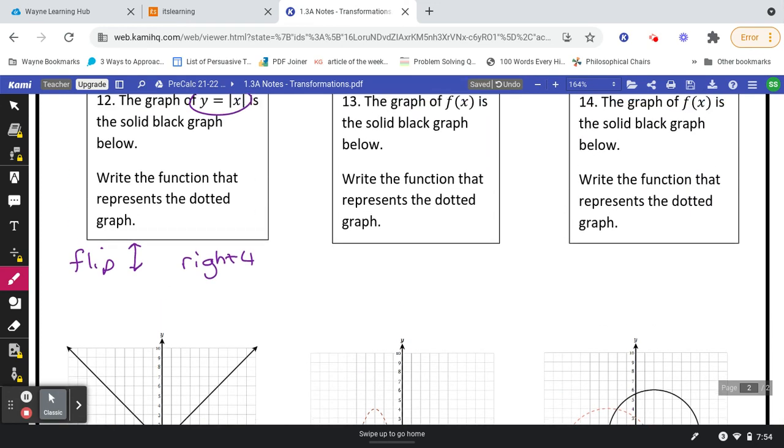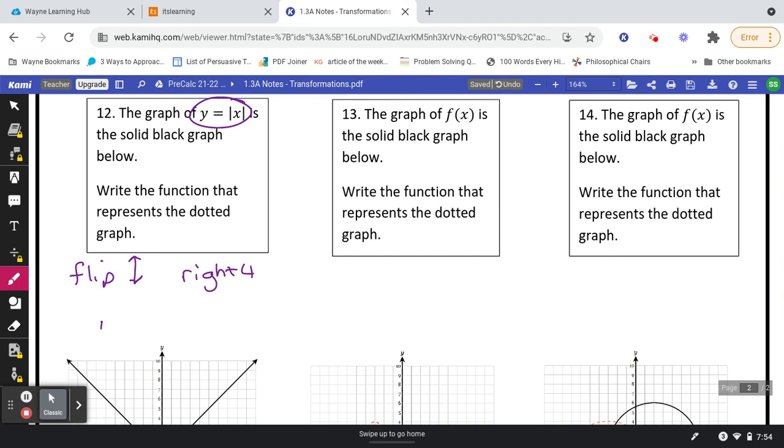So we'll write our equation with a base of y equals absolute value of x. And we'll just add the things in that we need. When you need to flip something up and down, there would be a negative in front. And when you need to move something right, you would actually make it inside as x minus 4. And that would be our answer for that one.